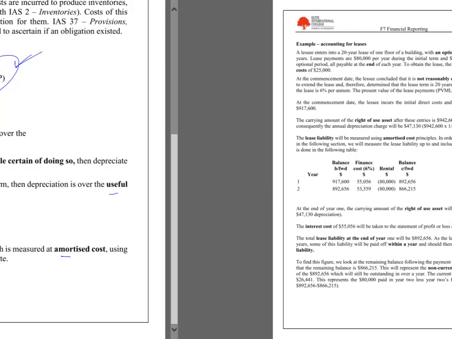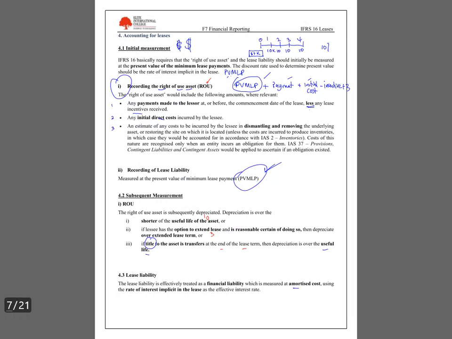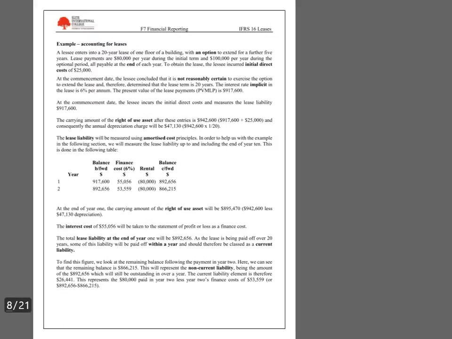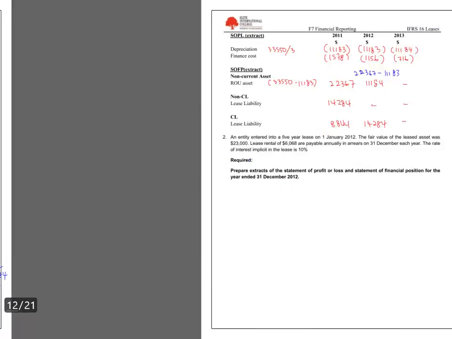Okay. So, however, there are some exemptions. Short-term lease or low value, yeah, we're going to recognize as rental. We're not going to recognize asset and liability. Otherwise, we will recognize asset, depreciate, liability, amortize. Done.